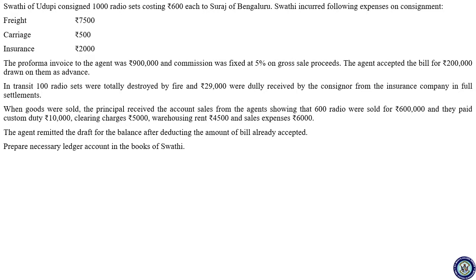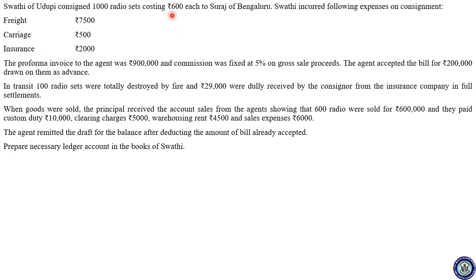Okay. So Swati of Udupi consigned 1000 radio sets costing rupees 600 each to Suraj of Bangalore. So from Udupi the goods has been consigned to Bangalore. Swati of Udupi is the consigner because she is sending the goods, and the receiver of the goods is the consignee, Suraj of Bangalore. So Suraj is consignee, Swati is consigner.